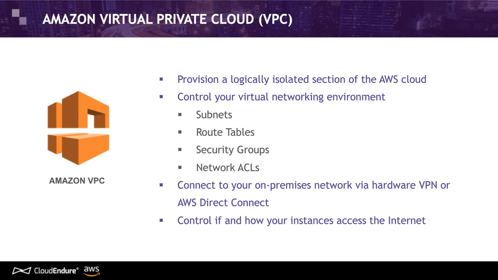Additionally, you can create a hardware virtual private network, or VPN, connection, or utilize our Direct Connect service to provision a dedicated connection between your corporate data center and your VPC. Either of these solutions allow you to leverage the AWS cloud as an extension of your corporate data center.